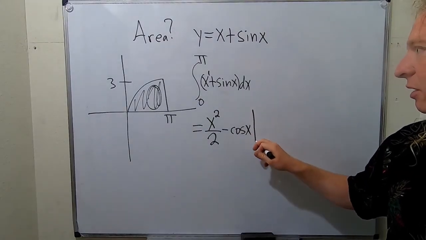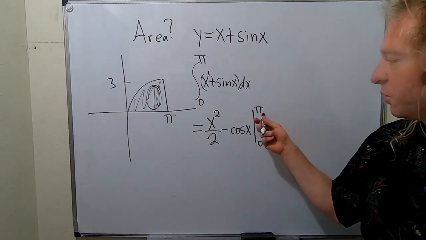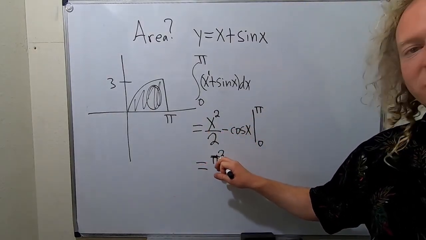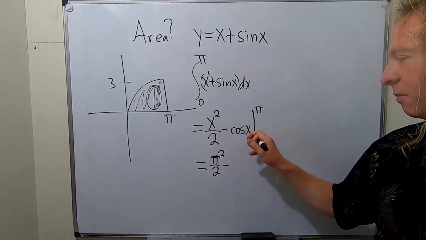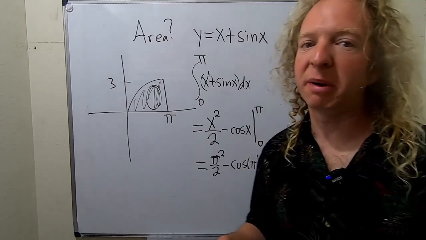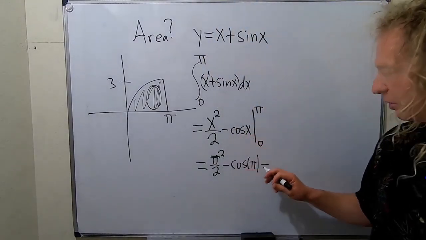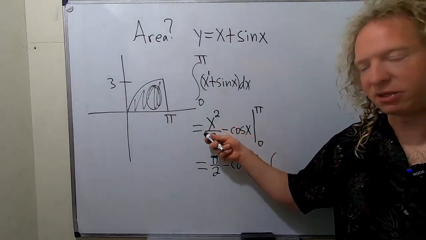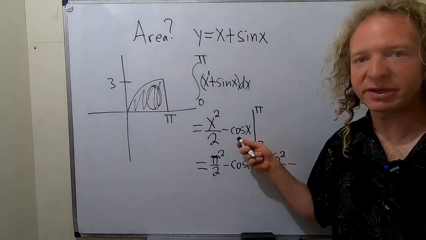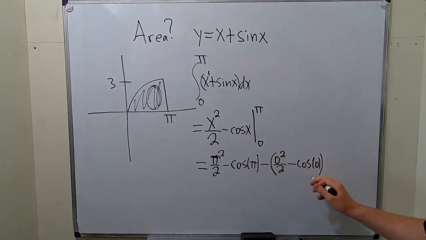And then I'll just put a line here, and we're going from 0 to pi. All right, so first we plug in the pi. So this is equal to pi squared over 2, minus cosine of pi. You always plug in the pi first, and then minus, and now you plug in the 0. So parentheses, plugging in 0, we get 0 squared over 2. I'll even write it. Minus cosine of 0. So boom, there we are.